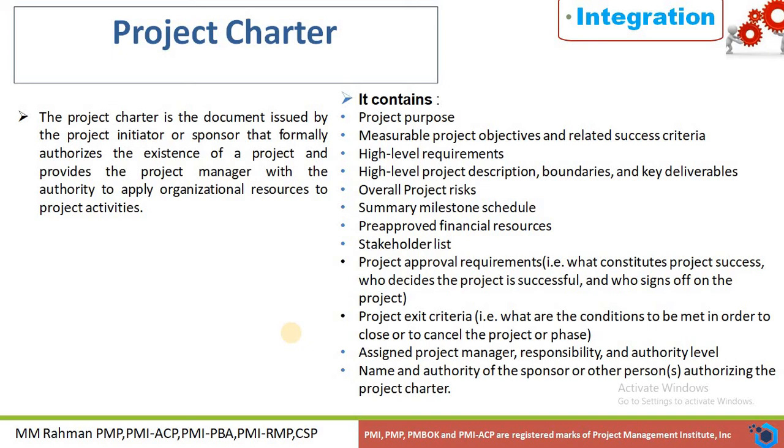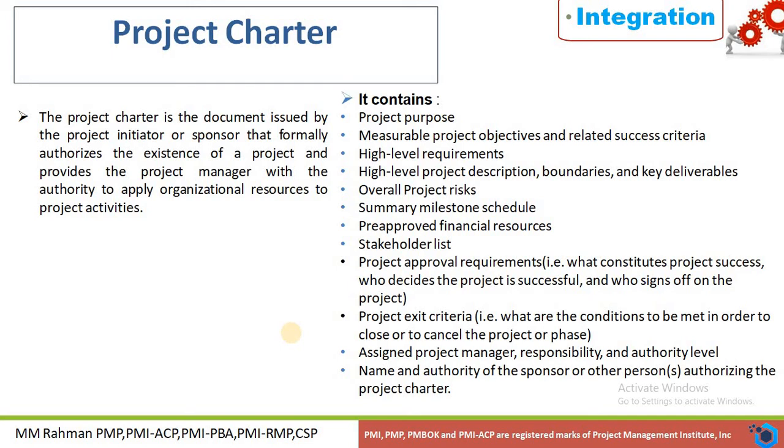So the output of this process is the project charter. The project charter is the document used by the project initiator or sponsor that formally authorizes the existence of the project and provides the project manager with the authority to apply organizational resources to the project activities. What are the contents of the project charter? It contains the project purpose. What is the purpose of the project?